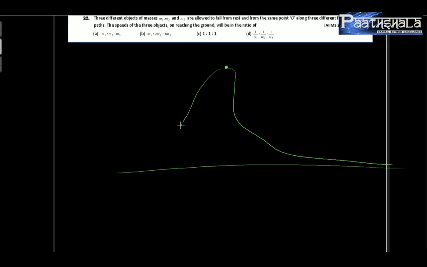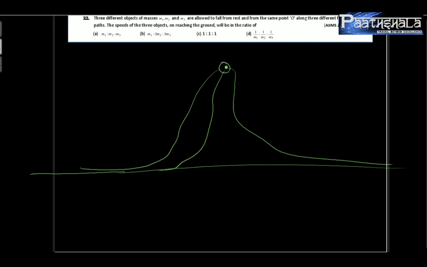Three different objects of masses m1, m2, m3 are allowed to fall from rest and from the same point O along three different frictionless paths. The speed of the three objects on reaching the ground will be in the ratio of what? They are allowed to start from the same point O and they have to reach the ground along three different paths. Alright, these are frictionless paths.